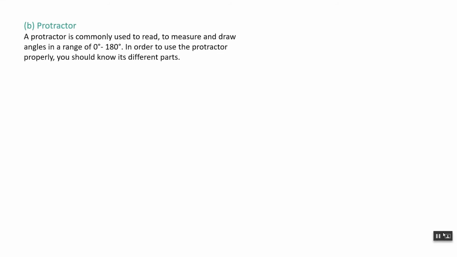So another tool you're going to use is the protractor. The protractor is commonly used to read, to measure, and to draw angles in a range of 0 to 180 degrees, because the unit of measure of angles is the degrees. In order to use the protractor properly, you should know its different parts.